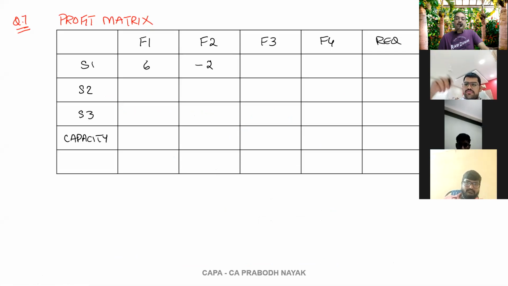Same way. 34 minus 14 minus 12 minus 5. So 34 minus 26 is... 34 minus 31, 3. Then 34 minus 13 minus 9 minus 4. 22, 26. 34 minus 26 is 8. This requirement will be 8.